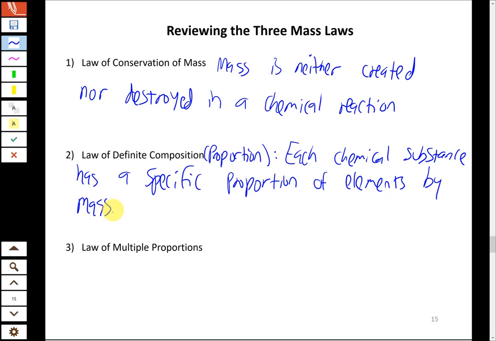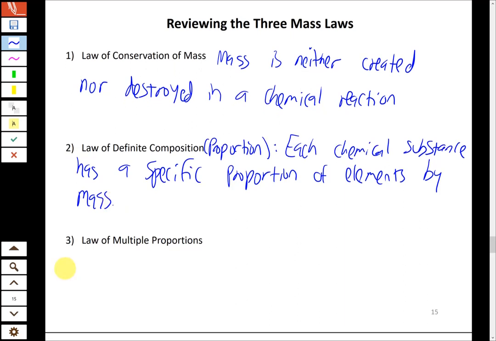So if you have an element, that element is going to be 100% composed of that single element. But if you have a compound, it's going to have two or more different elements, and you can define a mass proportion, a mass ratio or mass percent for each of those that defines the composition of that compound. And then the law of multiple proportions is the complicated one.